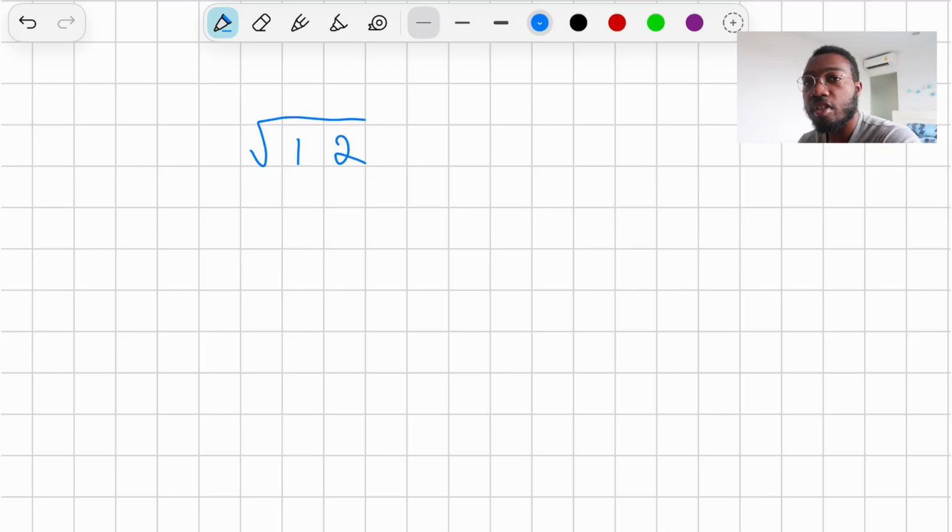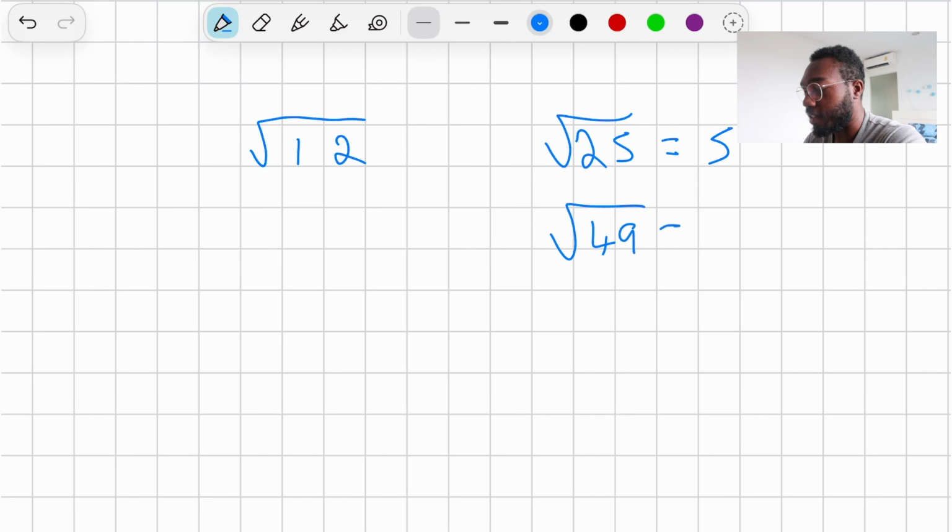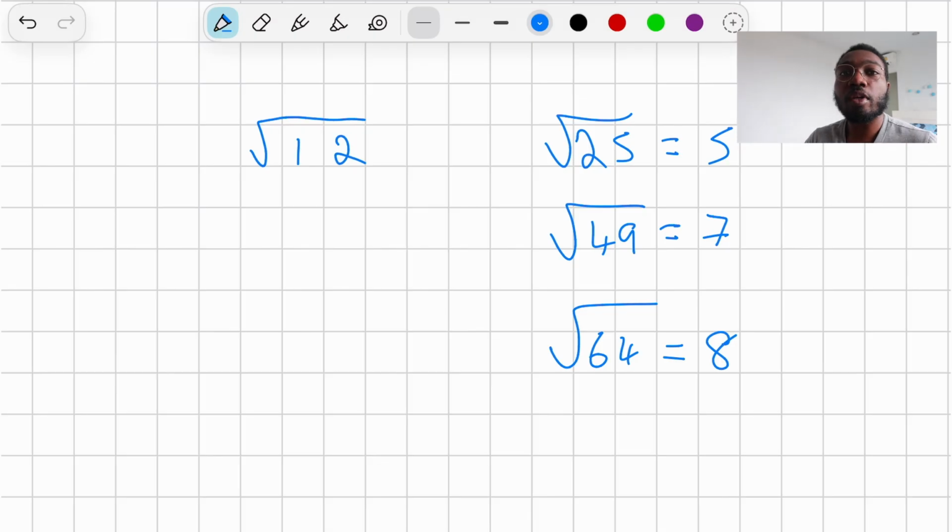So for example, usually when we deal with square roots, we look at square numbers. So for example, the square root of 25, that'll just give us 5. Square root of 49, that gives us a 7. Square root of 64, that gives us an 8, okay? That's what we usually look at.